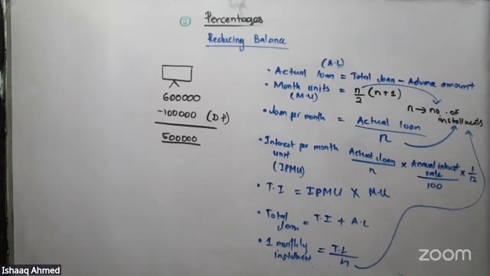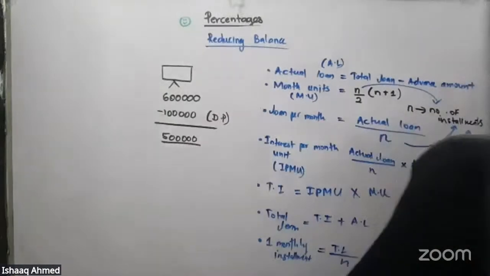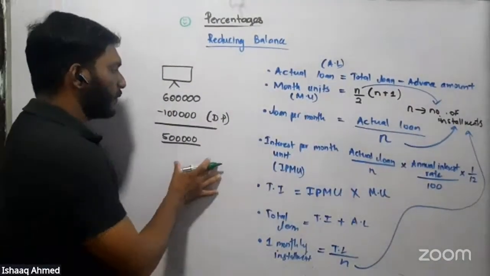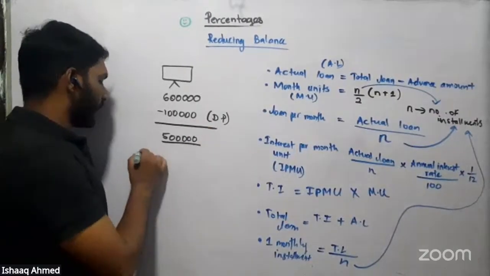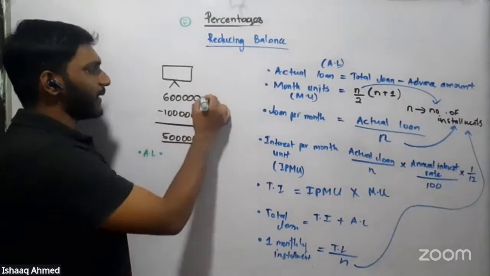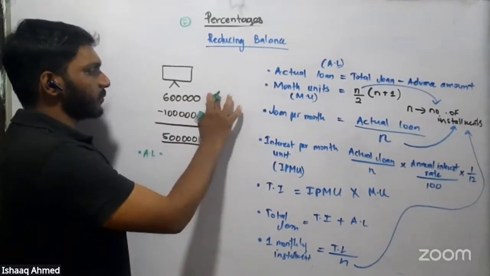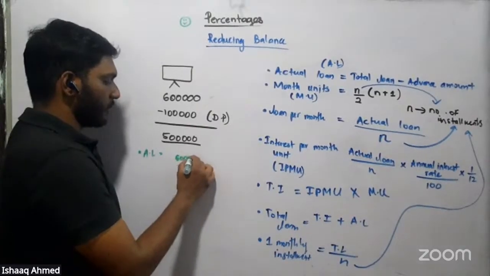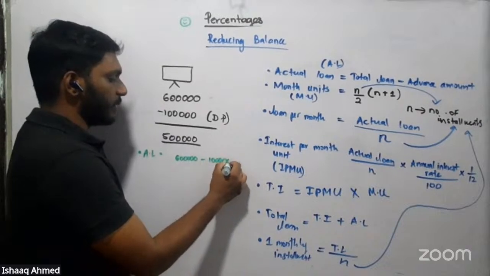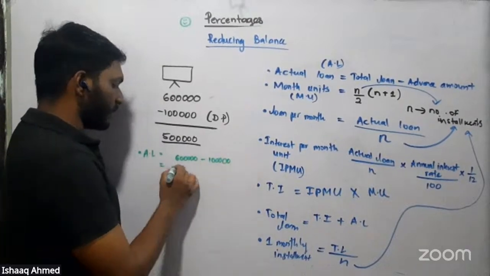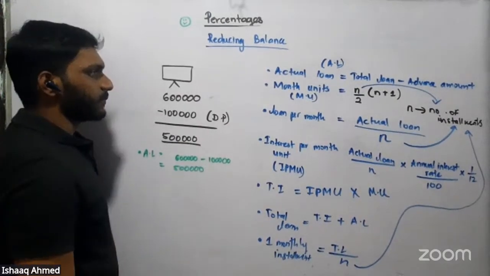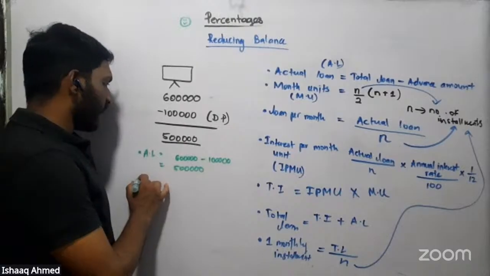Okay, using this, how can we do? So we'll do this question. So first step, always calculating actual loan. That is total loan, how much? The TV's price, 600,000. From that, if you subtract the down payment, advance amount 100,000, total loan is, actual loan is 500,000.